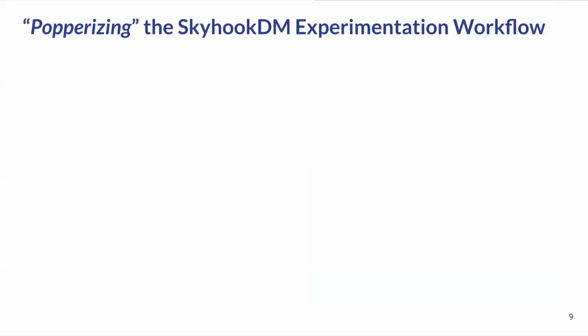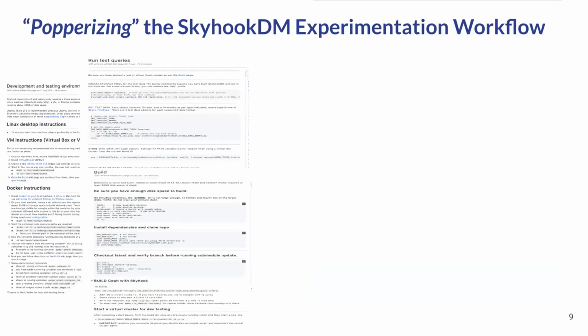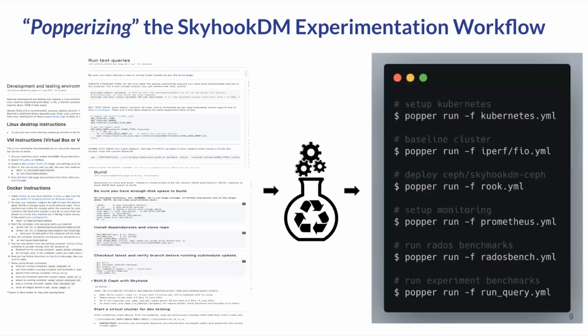So using Popper for automating our SkyhookDM experiments looks something like this. We take all the guides and documentation, like the guides for building, deploying, running queries, and running benchmarks, and we convert them into a couple of Popper workflows. So someone starting with SkyhookDM or Ceph experimentation can skip going over the huge number of guides provided, and they can simply clone our workflows repository, install Popper, and run the workflows step by step, one after another. Running these six or seven workflows helps you to reproduce an experiment totally.